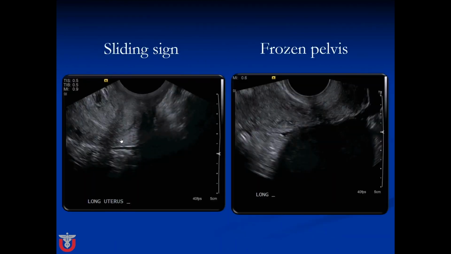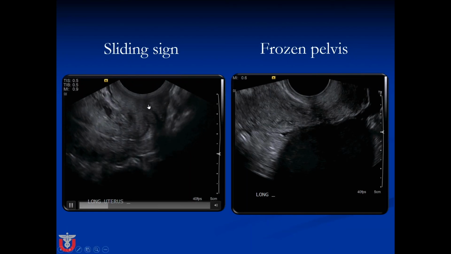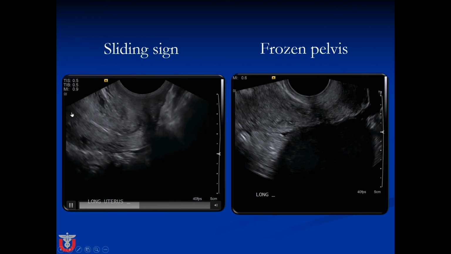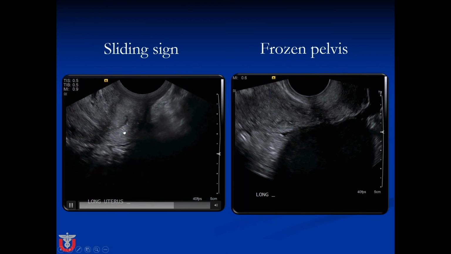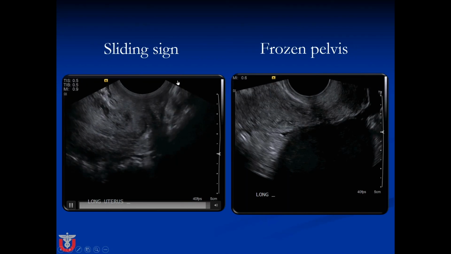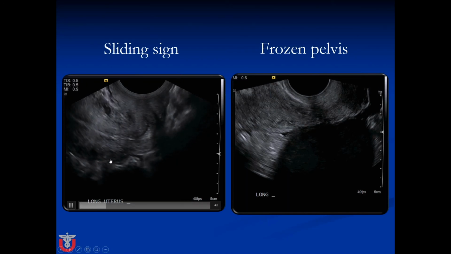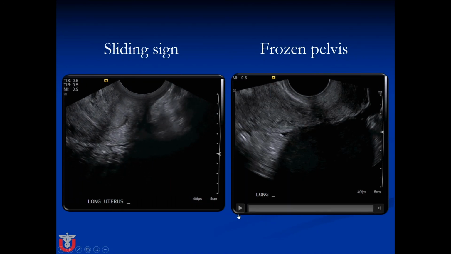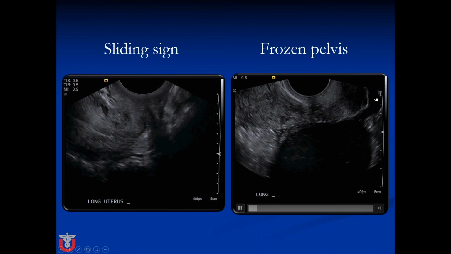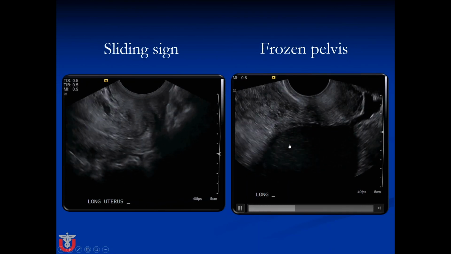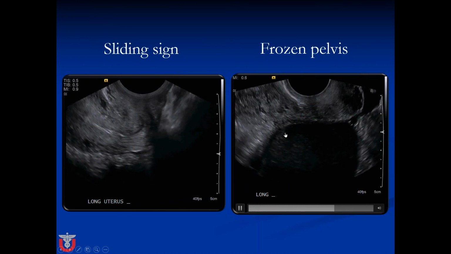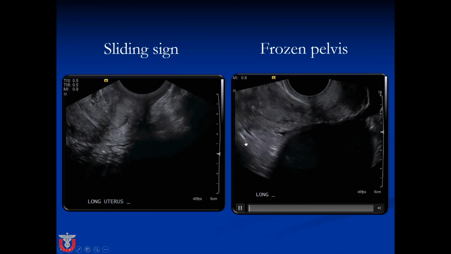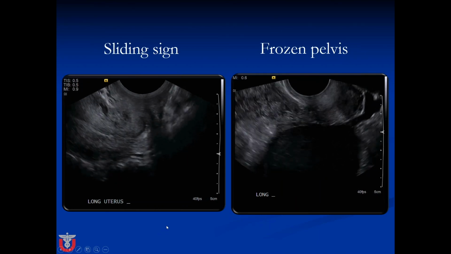I can use my transducer to perform a physical exam. So normally what you're going to see, this is the cervix, this is the uterus, this is bowel. And as I gently push on the cervix, you see bowel will slide easily over that. When I have an endometrioma here, when I push on the uterus in the same way, everything's stuck together. It's essentially a frozen pelvis.